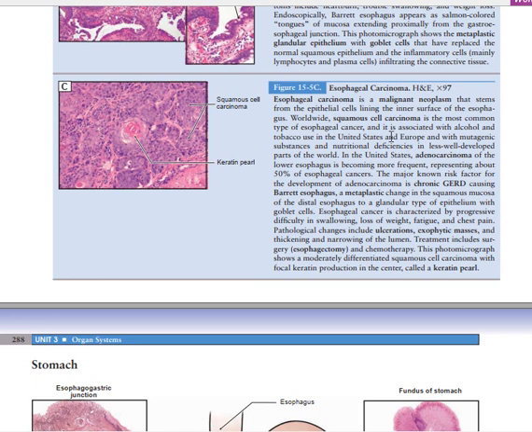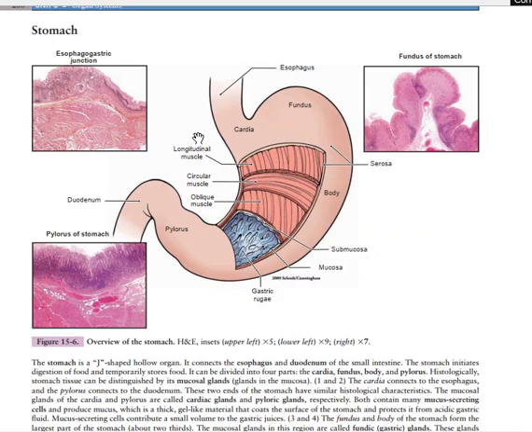The risk factors for squamous cell carcinoma are alcohol and tobacco usage. Is it clear? Then after squamous cell carcinoma, the next most common cancer of the esophagus is going to be adenocarcinoma. Is it clear? So that's the next esophageal cancer, adenocarcinoma. On squamous cell carcinoma, you can see squamous cells, as you can visualize here, and you also see keratin pearls.